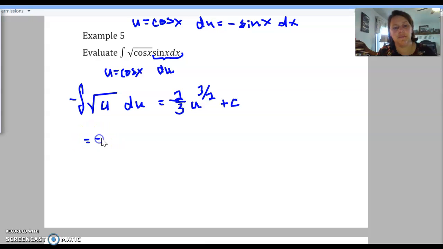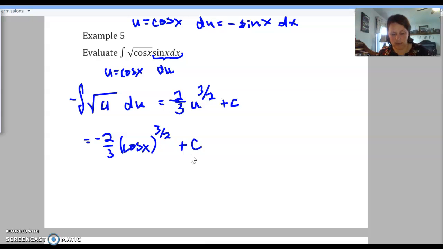And then our final answer will be 2/3 cosine x to the 3/2 power plus c. And we got a negative. Yep, looks like we got it all in there.